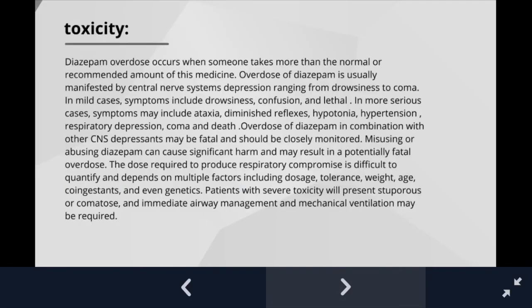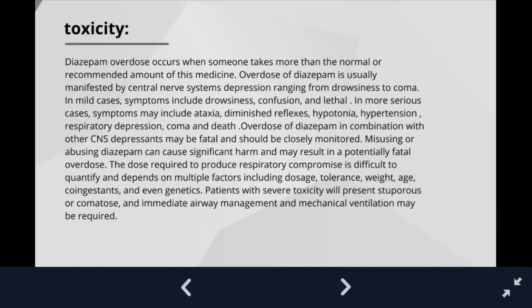Toxicity or overdose of diazepam. Diazepam overdose occurs when someone takes more than the normal or required amount of this medicine. Overdose of diazepam is usually manifested by central nervous system depression, ranging from drowsiness to coma. In mild cases, symptoms include drowsiness, confusion, and lethargy. In more serious cases, symptoms may include ataxia, diminished reflexes, hypotonia, hypotension, respiratory depression, coma, and death. Overdose of diazepam, especially in combination with other central nervous system depressants, may be fatal and should be closely monitored. Misusing or abusing diazepam can cause significant harm and may result in potentially fatal overdose.